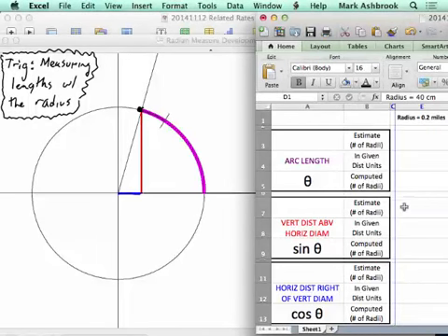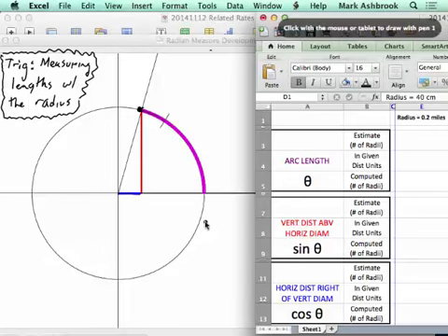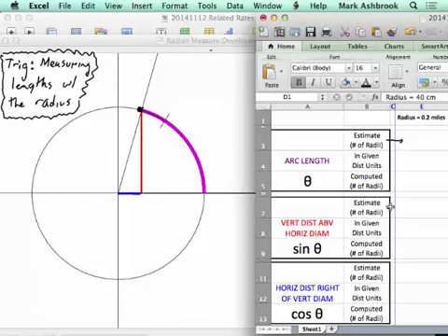Okay, now the radius is 0.2 miles. I want you to estimate the value of theta, sine theta, and cosine theta. So that's the first box in each. Estimate the value of theta, estimate the value of sine theta, estimate the value of cosine theta. Now the radius of the circle is 0.2 miles instead of 40 centimeters. Go, find your estimates.